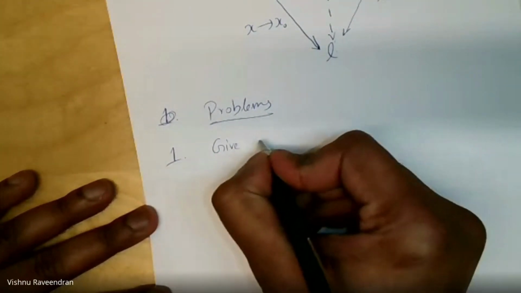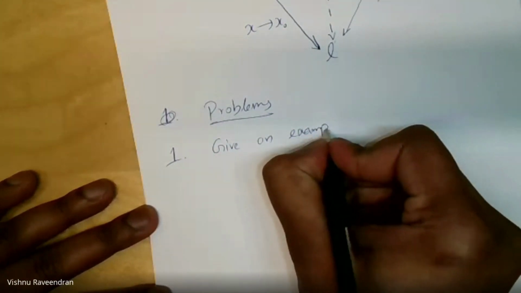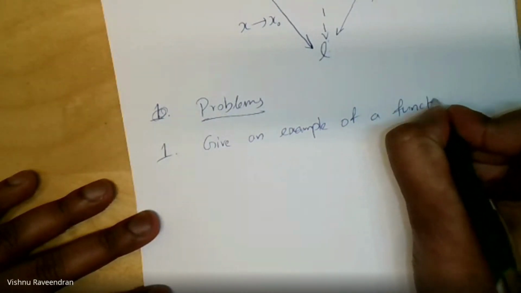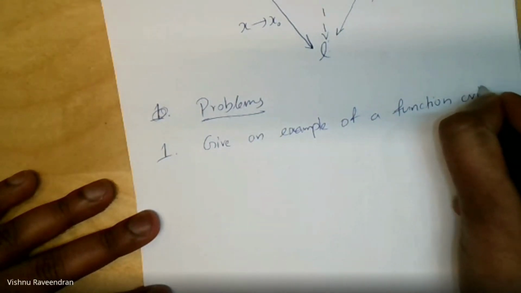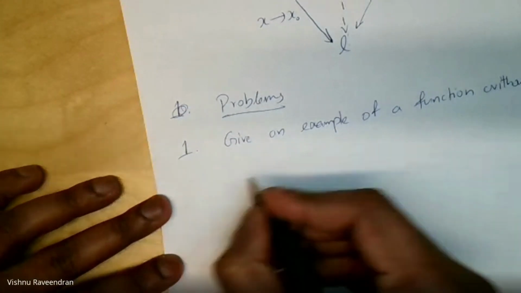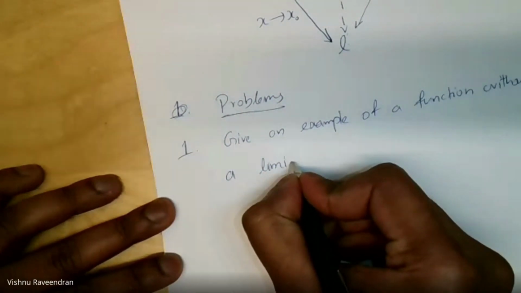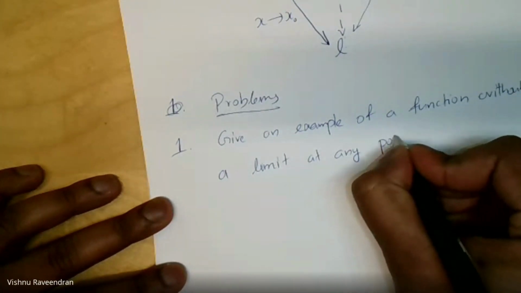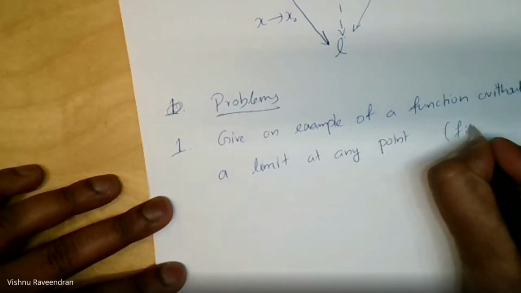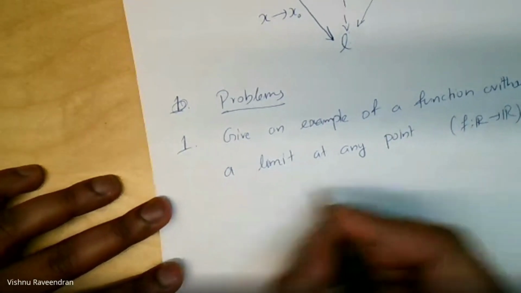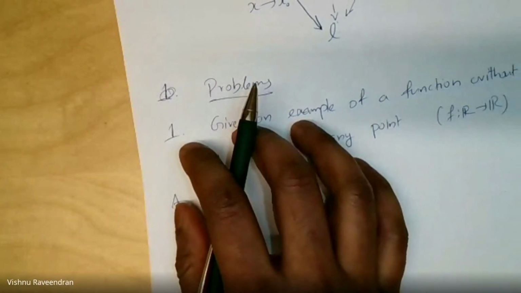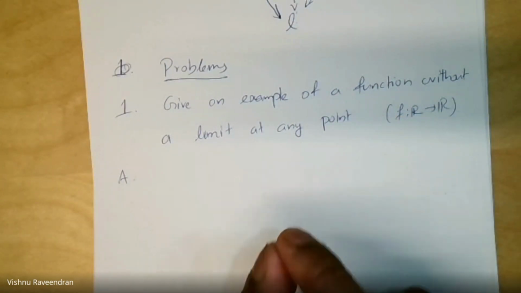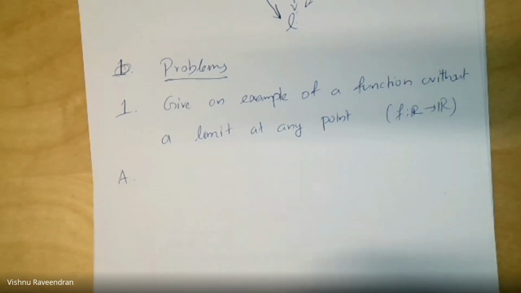Give an example of a function without a limit at any point, where f is defined from R to R. So the question is that you need to give an example of a function so that at any point in the domain, the function does not have a limit actually.